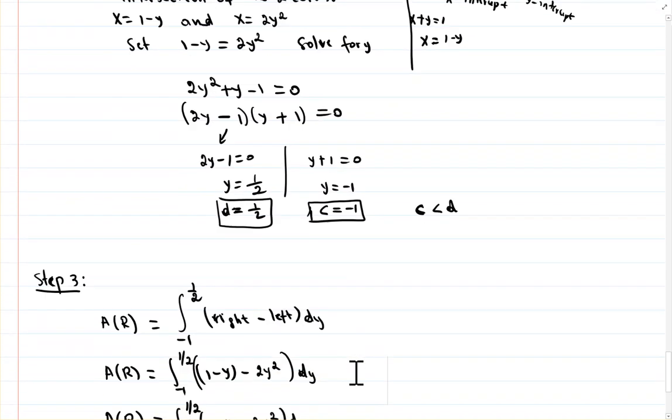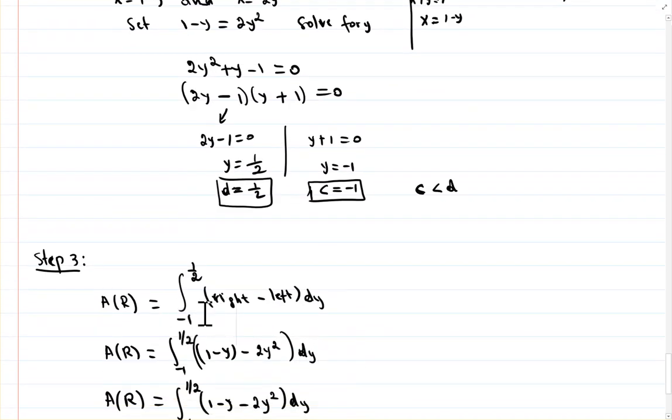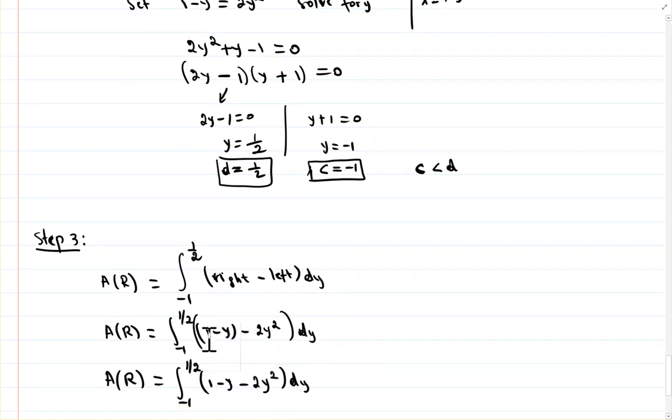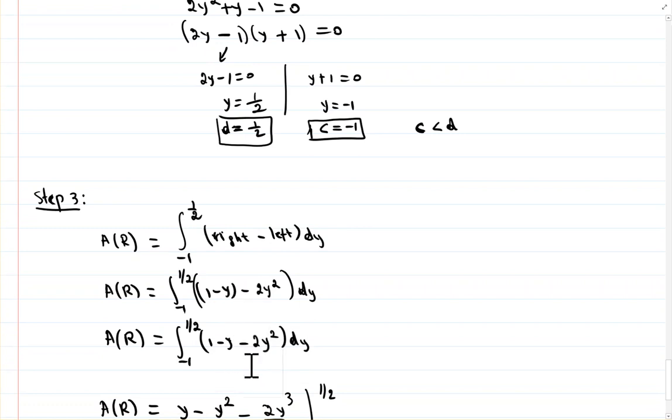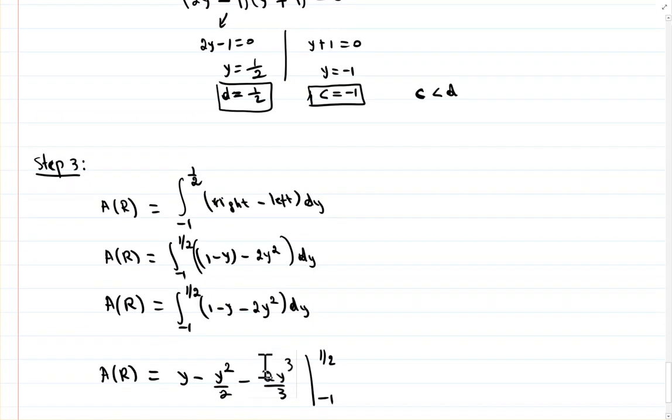So going back to the integral, we'll have to integrate from c to d, so from negative 1 to a half. What we're going to integrate is right minus left. The right function is 1 minus y, the left function is 2y squared. So you're going to have 1 minus y minus 2y squared. Removing parentheses, you get 1 minus y minus 2y squared. And then you integrate that from negative 1 to a half.